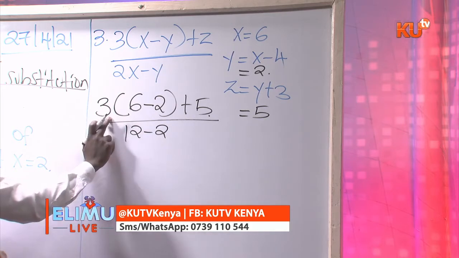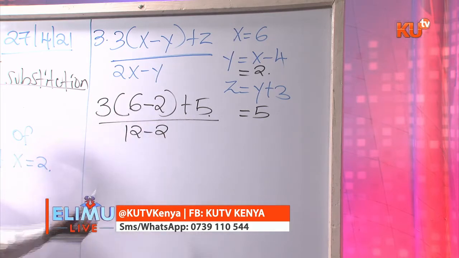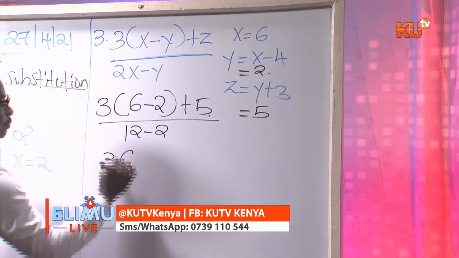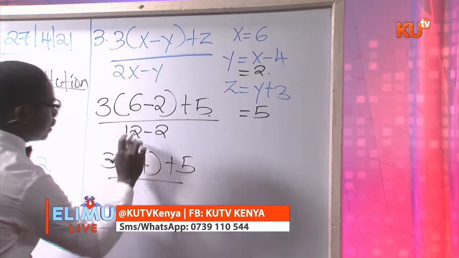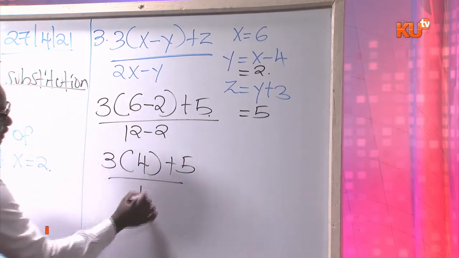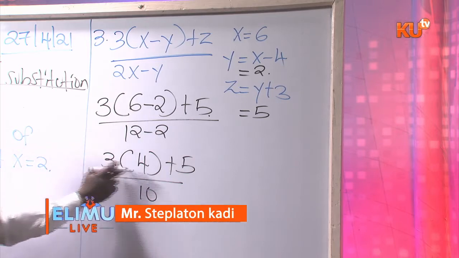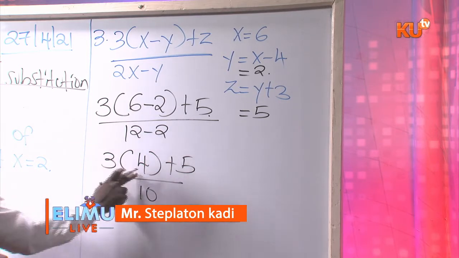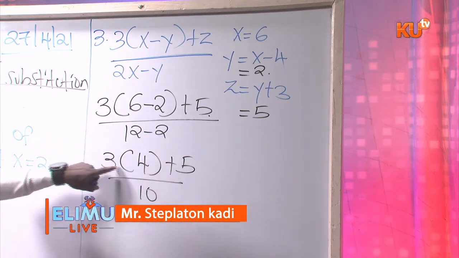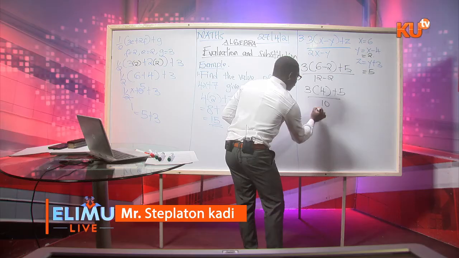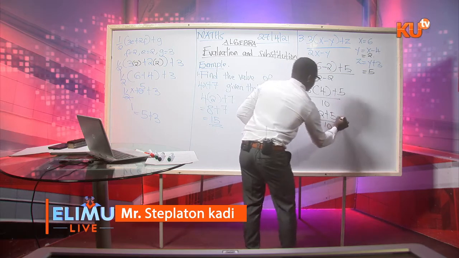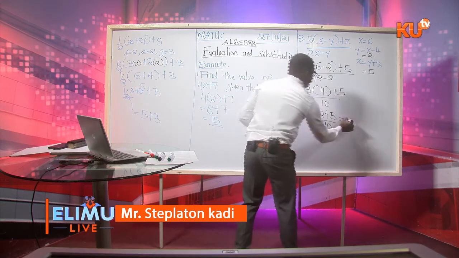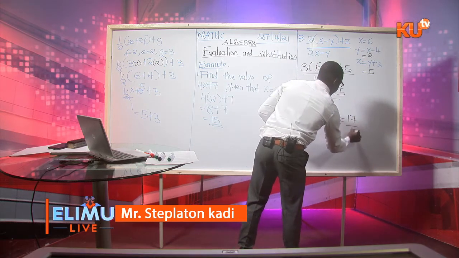So we have 3 into brackets, 6 minus 2. We solve this 6 minus 2 to get 4. So we have 3 into brackets, 4 plus 5 over 12 minus 2, that is 10. So we still simplify this upper part. 3 into brackets 4, this means 3 times 4. So 3 times 4 is 12 plus 5 over 10. So 12 plus 5, that is 17 over 10.